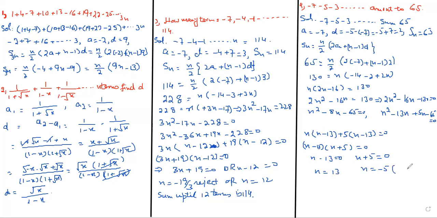We reject this because the value is negative, and the number of terms can't be negative, so we reject this and we accept the other. So the sum of 13 terms is 65 for this question, and I hope you understand it well.